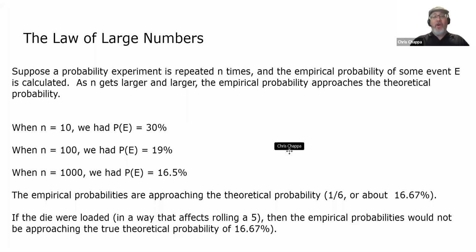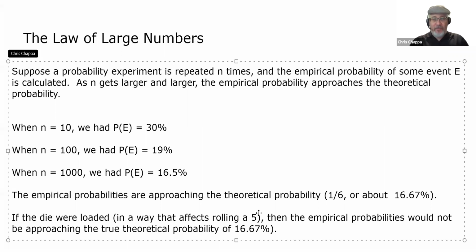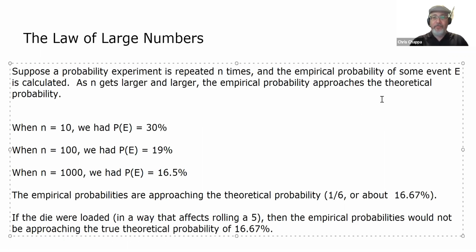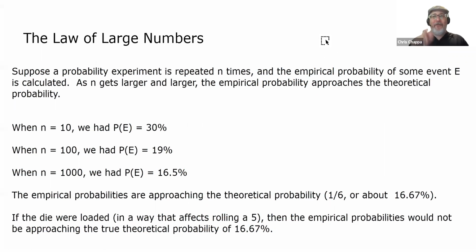If the die were loaded in a way that affects rolling a 5, then the empirical probabilities would not be approaching the true theoretical probability of 16.67%. Let me say that again. If the die were loaded in a way that affects rolling a 5, then the empirical probabilities would not be approaching the true theoretical probability of 16.67%. The empirical probabilities are approaching the theoretical probability. That sounds like two premises.